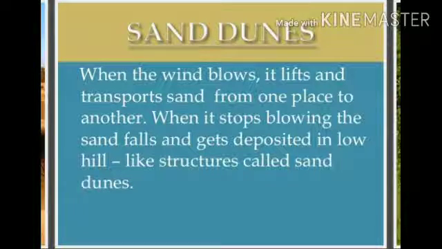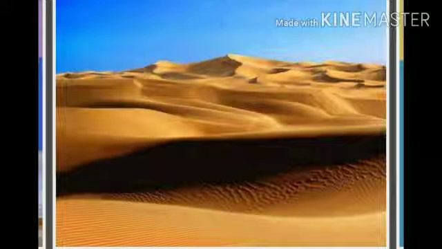Next work of the wind is sand dunes. When the wind blows, it lifts and transports sand from one place to another. When it stops blowing, the sand falls and gets deposited. It forms low hill-like structures called sand dunes, meaning small hills of sand.